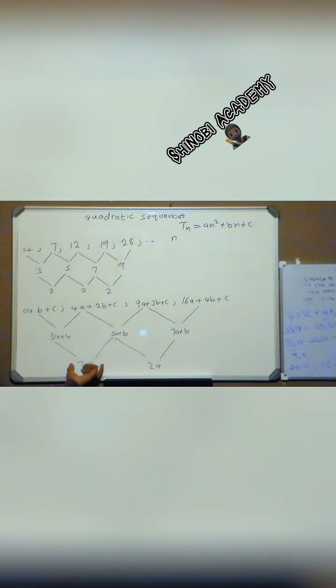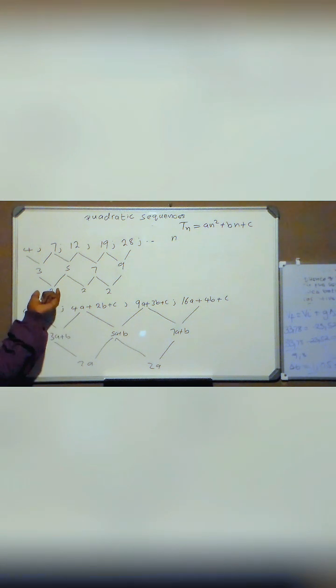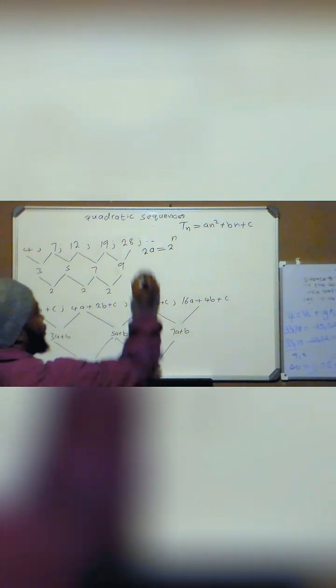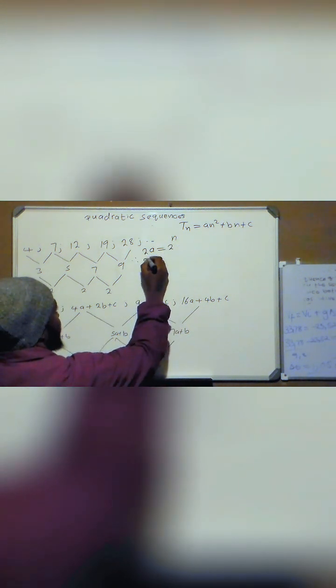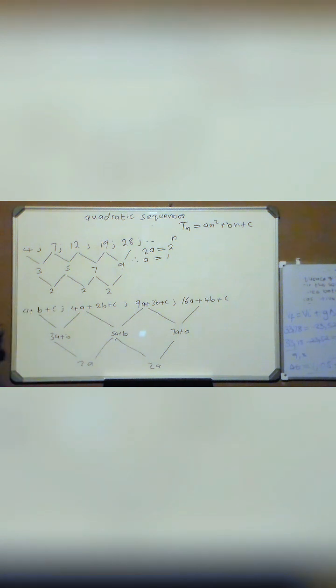So remember, if I use the second difference in this derived part of the equation, I must also use the second difference in the given sequence. So I'm going to have 2A, the second difference, equals 2, the second difference of the given sequence. So to find the value of A, I would have 2A equals 2. So therefore, A is equal to 1.